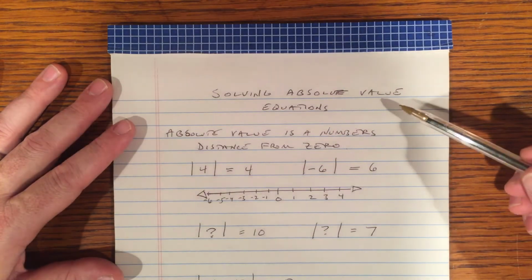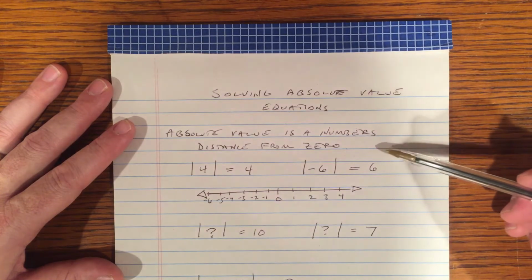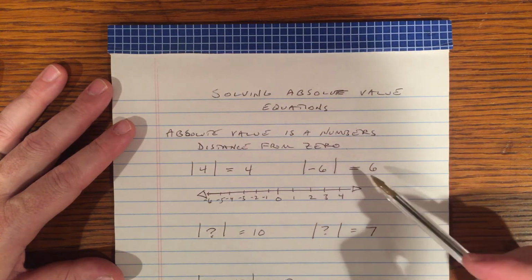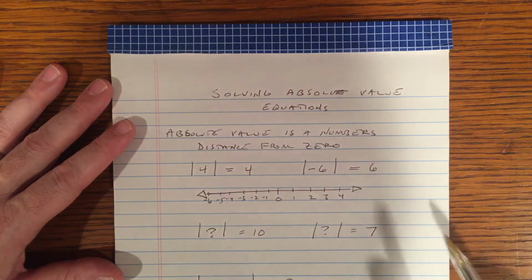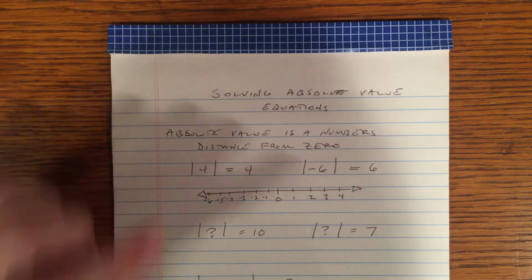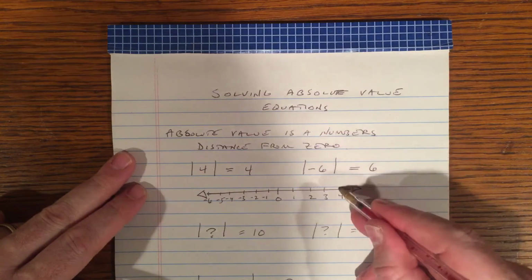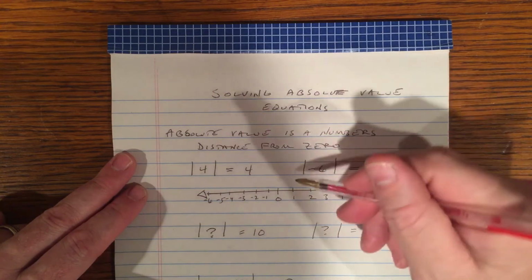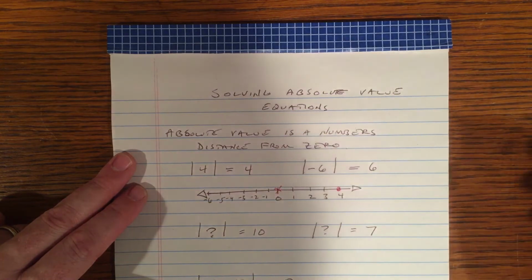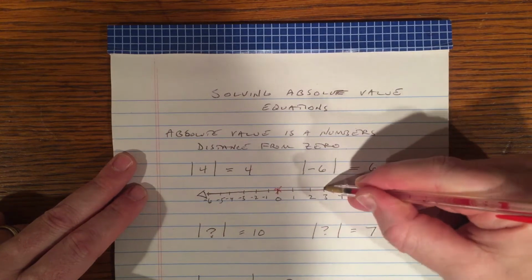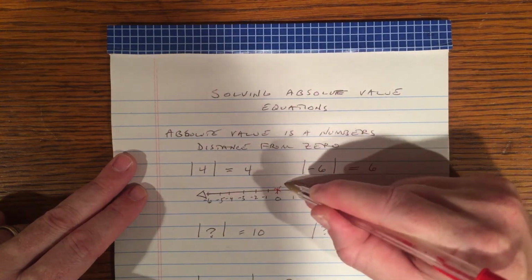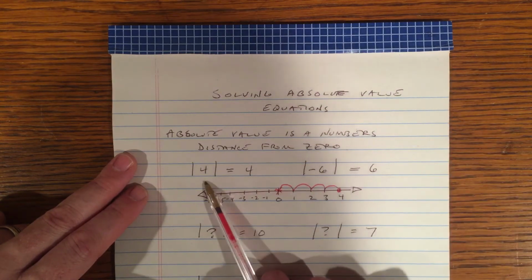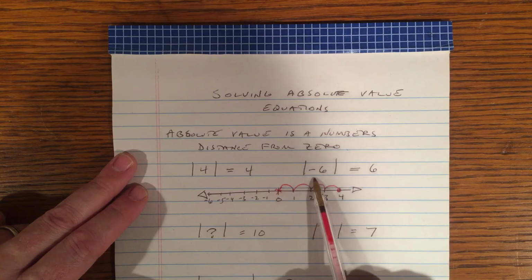So just a quick recap. Absolute value is a number that is a distance from 0. So if I am thinking about the absolute value of 4, and I know where the number 4 is on the number line, and I think about how far is it from 0, it is 1, 2, 3, 4 units away from 0. So the absolute value of 4 is 4.